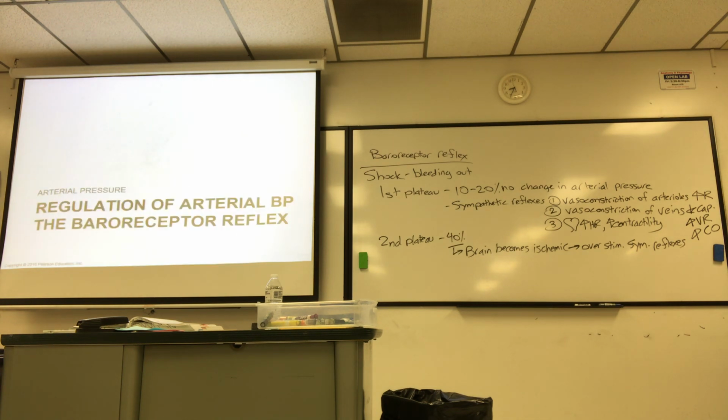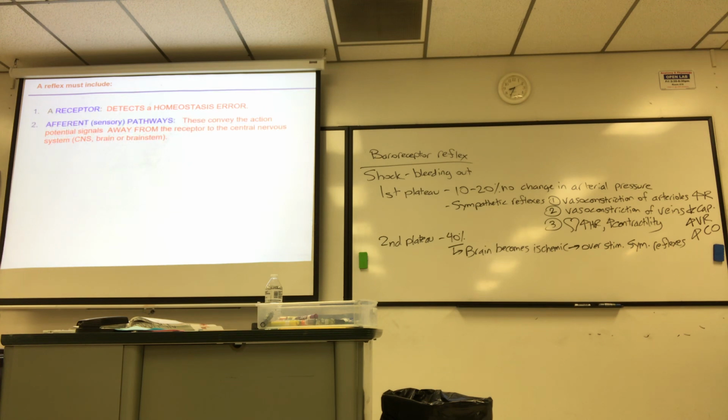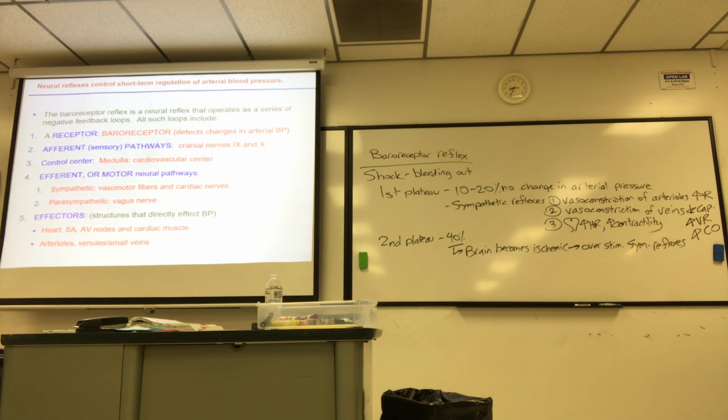So this reflex involves understanding this equation, which we just talked about. And I want to make sure that we all remember what a reflex includes. Some kind of way to detect the error, a receptor. Afferent pathways. So we'll talk about the nerves that take the signal from the receptor to the brain. And then we'll talk about the control center, the brain itself, where you're comparing some signal to a set point. You process the information and you generate the appropriate response. So then you have to talk about the efferent nerves, or the motor pathways, to affect the correct organs or structures to restore homeostasis.